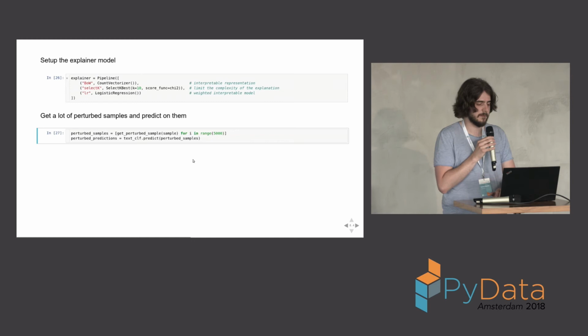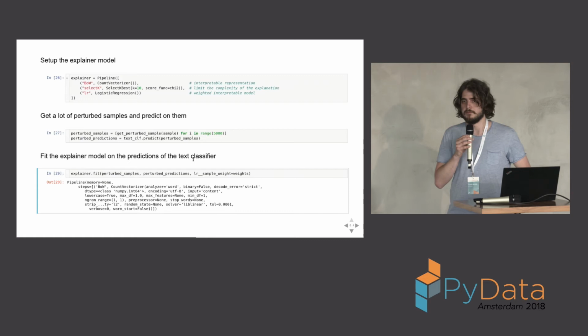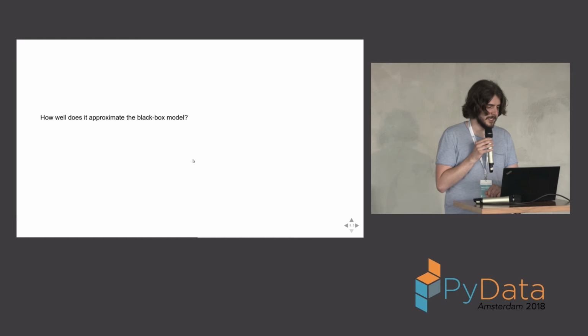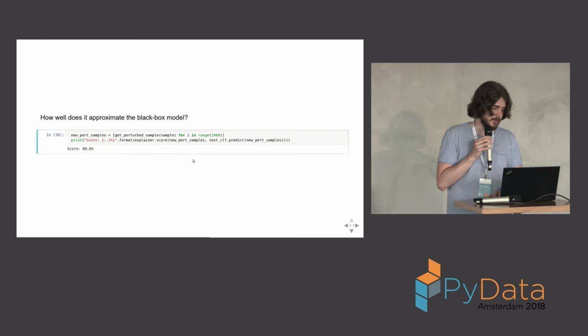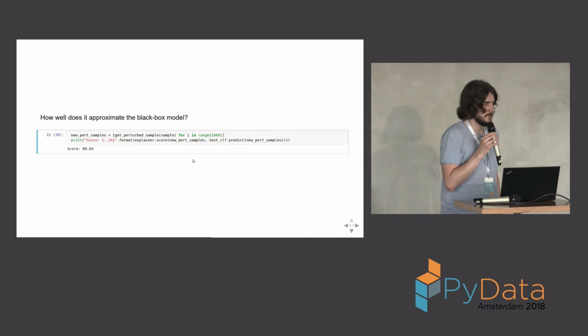Then we fit the explainer model on the perturbed samples and the predictions from the black box model, with the weights I computed behind the scenes. Then we check how well we approximate it, and it looks okay-ish. We generate a new test data set with 1,000 samples and check how well our classifier is doing there. It looks okay, like 90%.